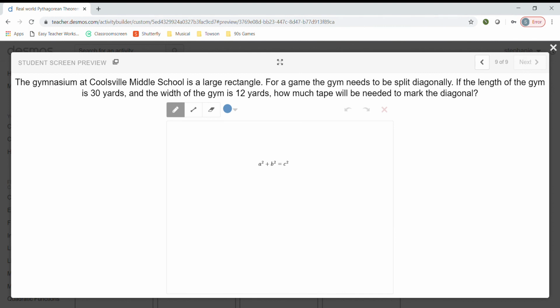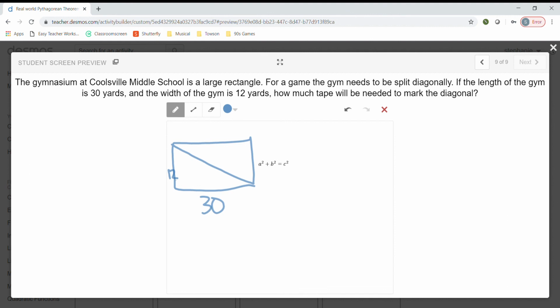All right, last problem. We have a gym at Coolsville Middle School, and it's a large rectangle. So let's draw a rectangle. All right, for a game, the gym needs to be split diagonally. So here's the diagonal. If the length of the gym is 30, and the width of the gym is 12, how much tape will be needed to mark the diagonal?